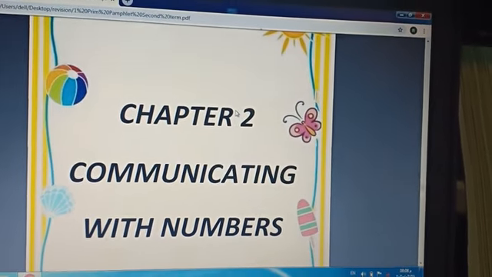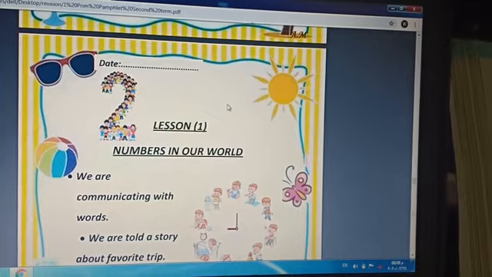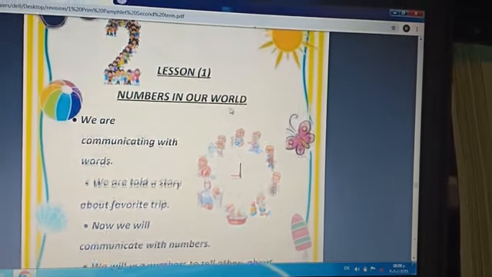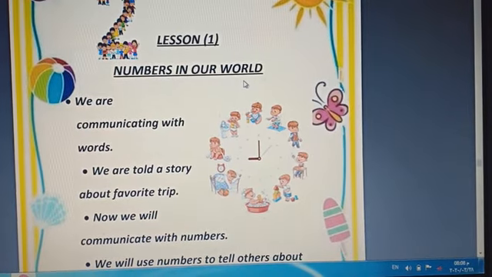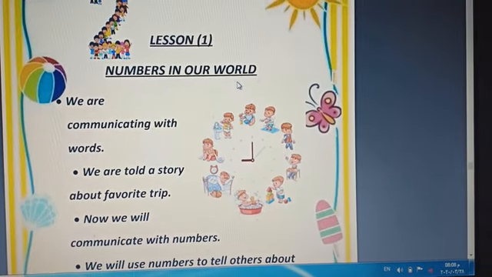Theme 4, Chapter 2, Communicating with Numbers. We have learned how to communicate with words. In this chapter, we will communicate using numbers. Let's start Lesson 1, Numbers in Our World.